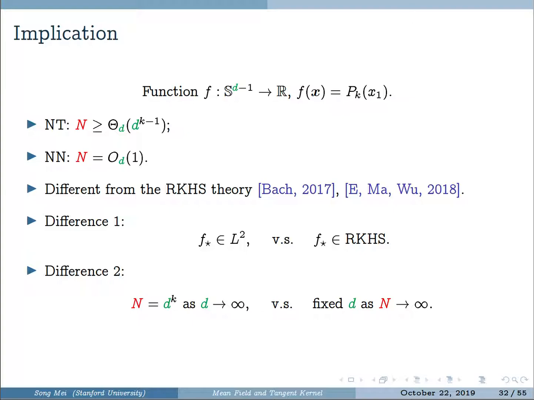And the second difference of our result with classical theory is that we take the number of neurons and the dimension going to infinity together, but we take the number of neurons to be d to the k. And in the classical theories, the dimension is fixed and the number of parameters goes to infinity. So these are the two differences of this new result with classical theories.